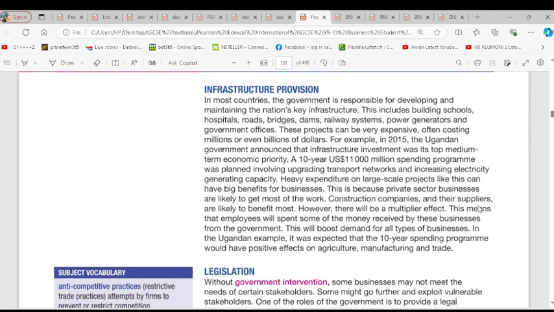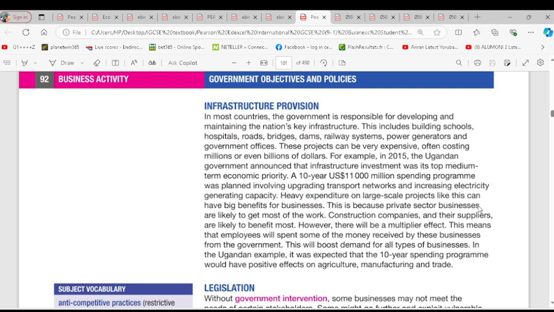Infrastructure provision. In most countries, the government is responsible for developing and maintaining the nation's key infrastructure. This includes building schools, hospitals, roads, bridges, dams, railway stations, power generators, and government offices. So another government spending is on infrastructure. Buildings, hospitals, and schools are things that develop the economy. So if the government's objective is to develop the economy or the country, they have to invest and spend on infrastructure. Is it clear?